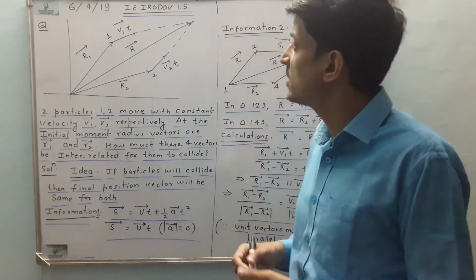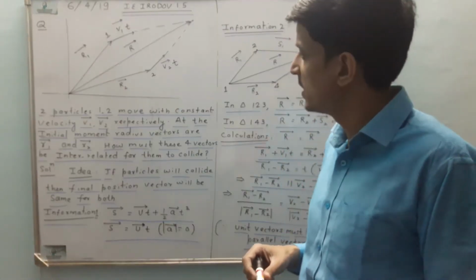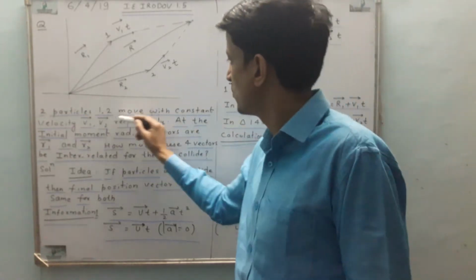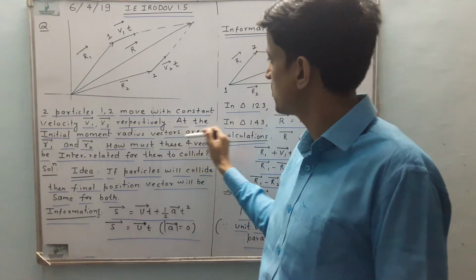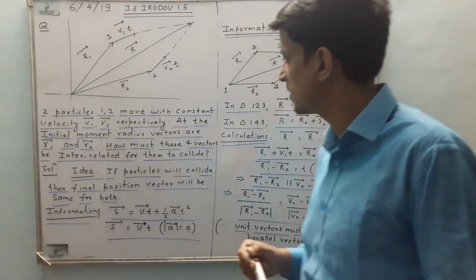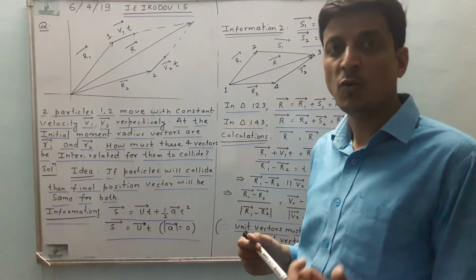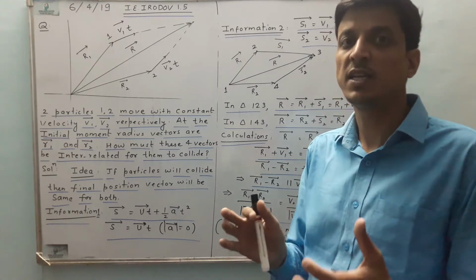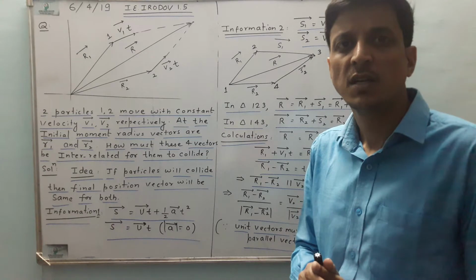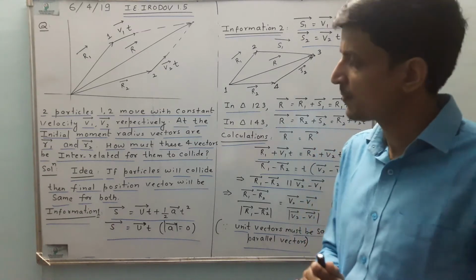The question is from IAE Irodov, question number 1.5. It says that two particles 1 and 2 move with constant velocities v1 and v2 respectively. At the initial moment, radius vectors are r1 and r2 for the particles, and you need to find how these variables should be related so that the particles collide in space. This is a simple kinematics problem.